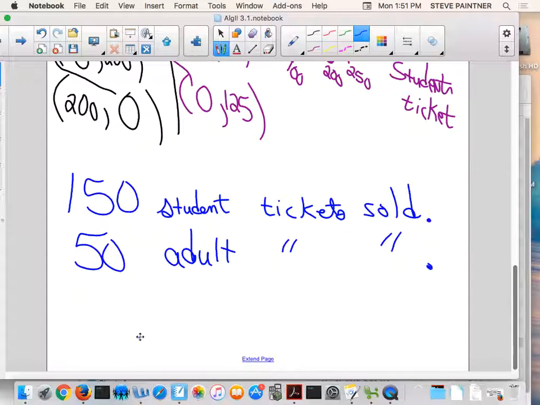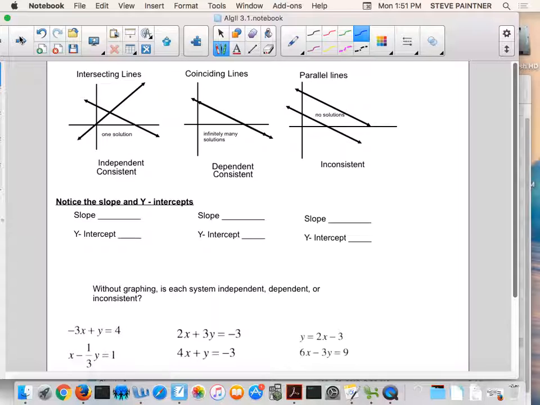Okay? Say it that way. Because if you don't say what 150 meant and you don't say what 50 meant, I'll give you most of the credit, but not all of it. Okay? Next page.